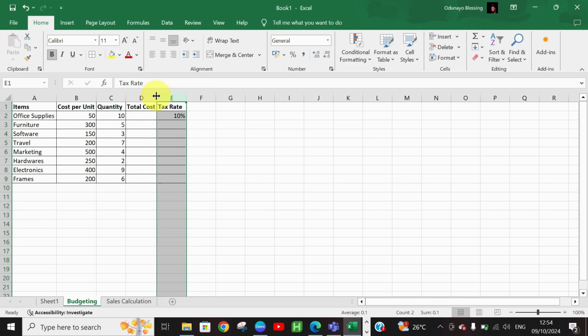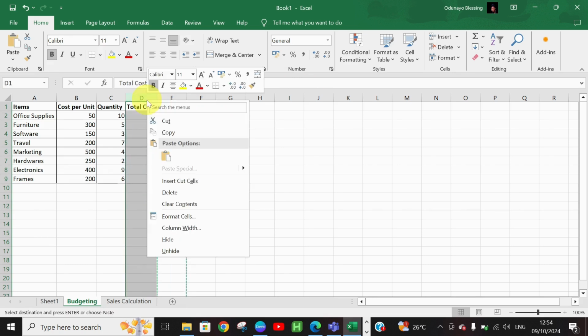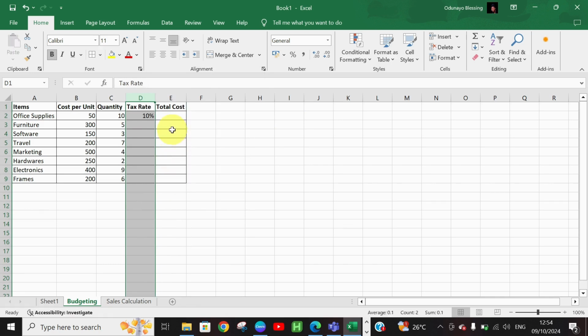In order to know the total cost price, for the person to determine the cost of sales and the interest that the person really wants on it, let's assume that we cut this column and paste it here. Now, we've pasted the tax rate. So we want to know the total cost of this item.